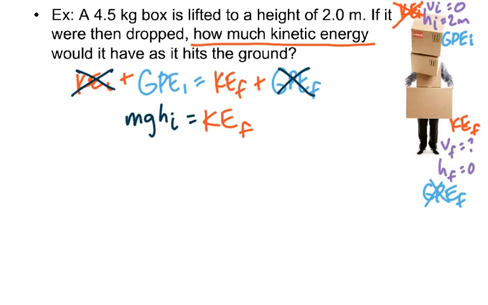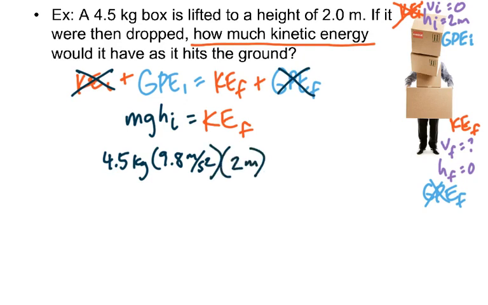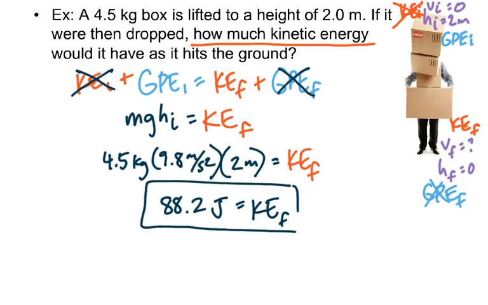Okay, so the mass was given at the beginning of the problem. That was 4.5 kilograms. We're going to assume we're on Earth, so g is 9.8. And then the initial height was 2 meters. And we're going to multiply all that out to get our final KE. So that gives us a KE final of 88.2 joules. And that answers my first example question.